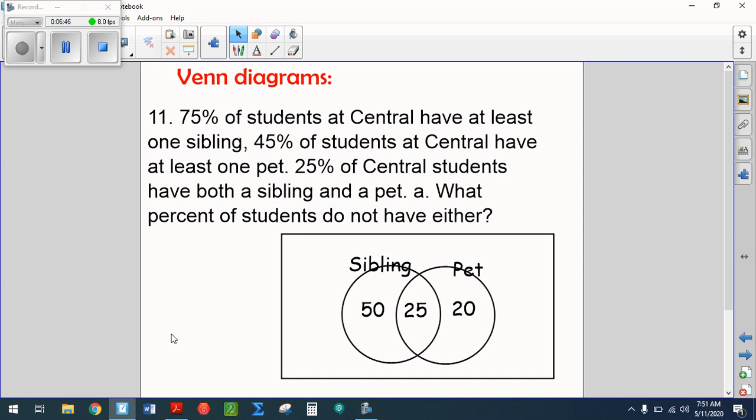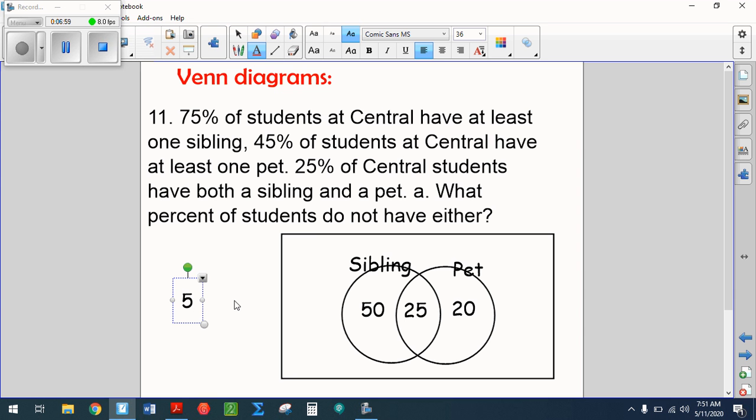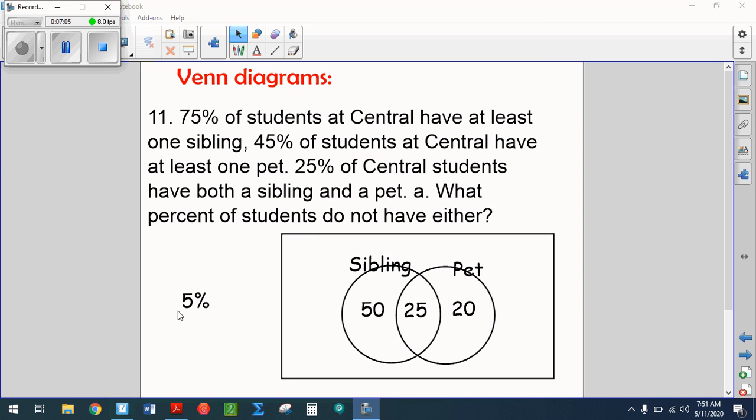All right, what percent of students do not have either? So add up everything I have here. 50 plus 25 is 75. 75 plus 20 is 95. So what percent is left? Just 5. And from my Venn diagram, that would be just outside here. So you can use Venn diagrams if they're helpful for you. If you're just given some information, you can draw yourself a Venn diagram and see if that's helpful.